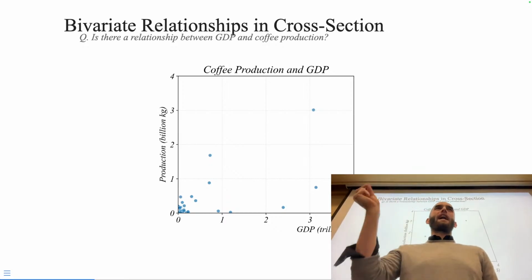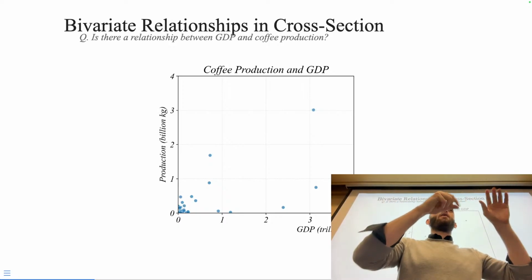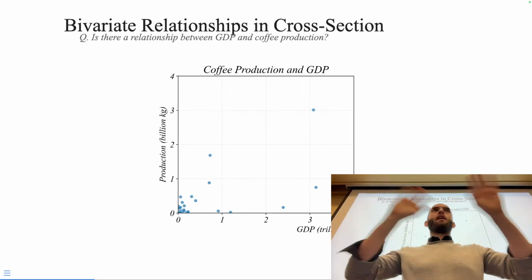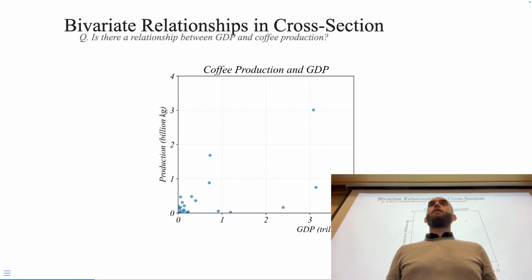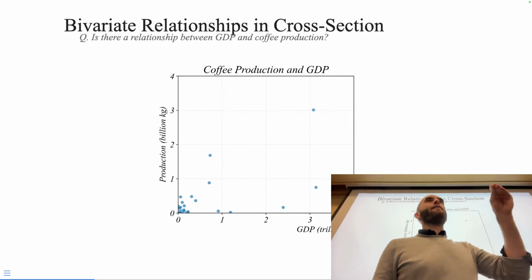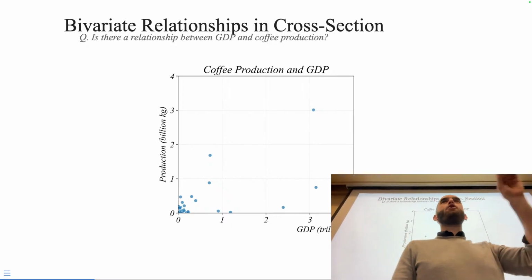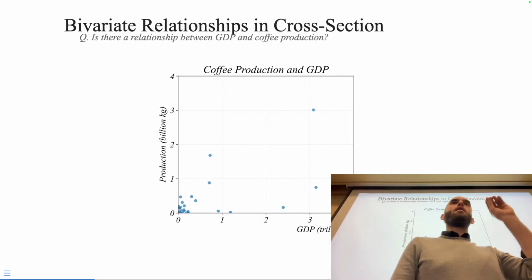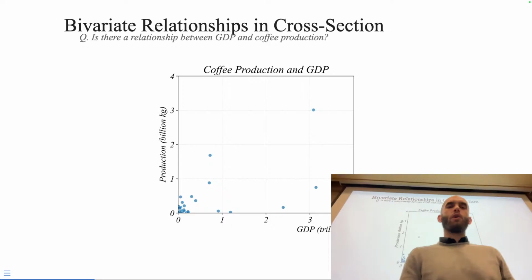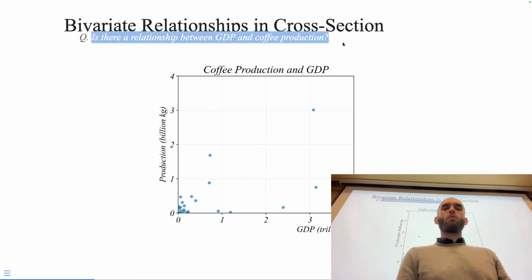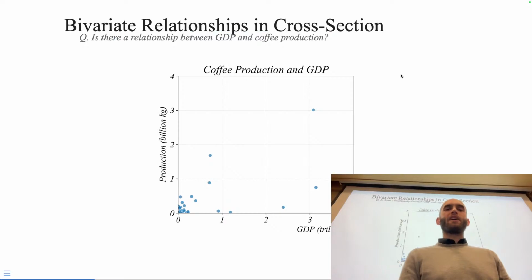All right, so we talked about scatter plots in the context of panel data. We just talked about scatter plots in the context of Anscombe's quartet. And this is just a third emphasis. When we have two dimensions of numerical data, the scatter plot is an incredibly powerful tool for answering these kinds of questions. So is there a relationship between GDP and coffee production, if you were looking at this?